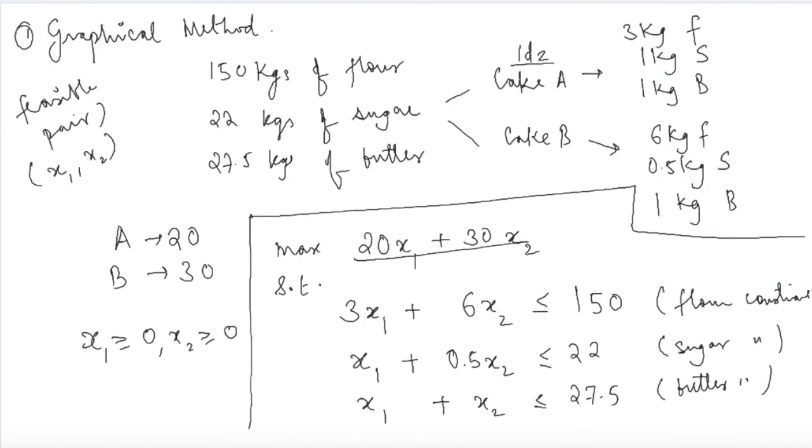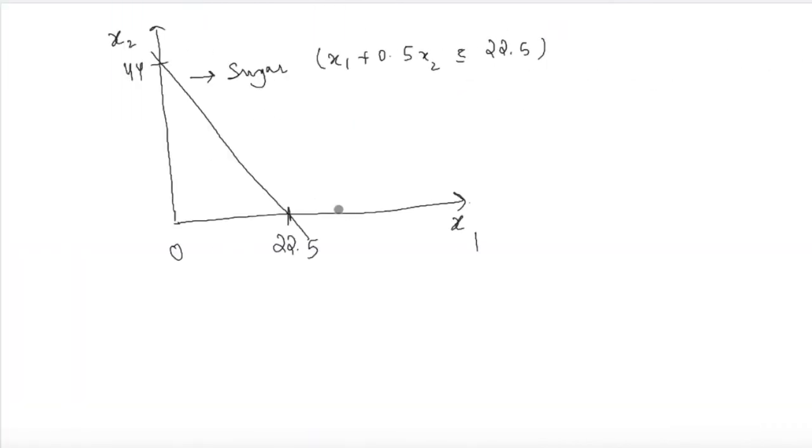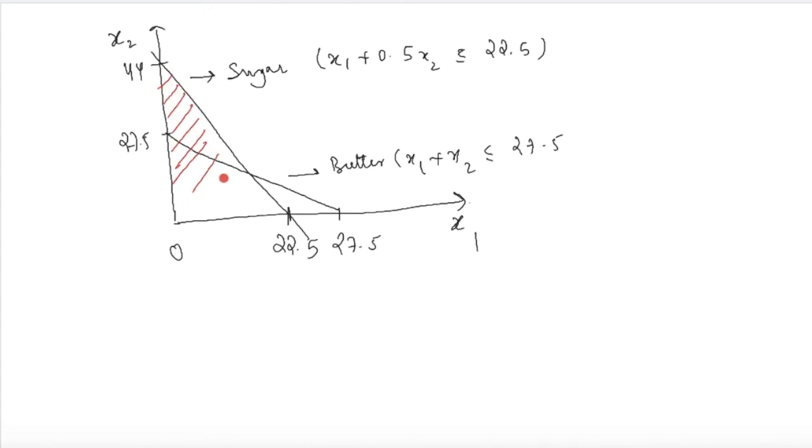Let's add the butter constraint here, which is x1 plus x2 less than or equal to 27.5. So let me do one thing. Let me shade these with different colors. So the sugar constraint is this triangle. The butter constraint is this triangle.